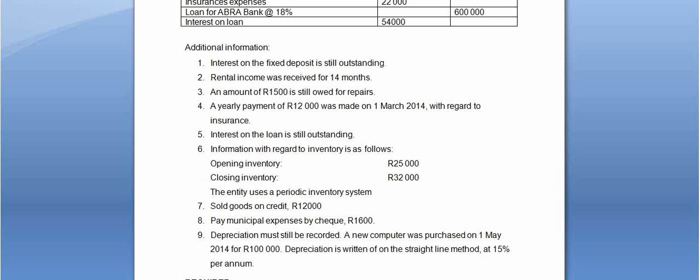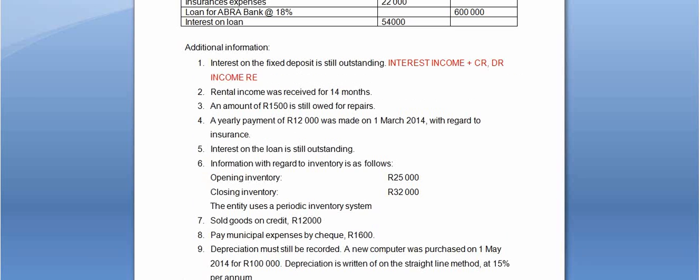So if I look at the first entry, it says interest on the fixed deposit is still outstanding. So if it's still outstanding, the interest income is too little and needs to be increased, and that will be by a credit entry. Duality tells me that I short a debit entry, and the debit entry will be in an account called income receivable, because this income should still be received.